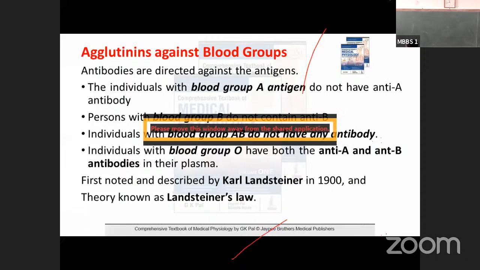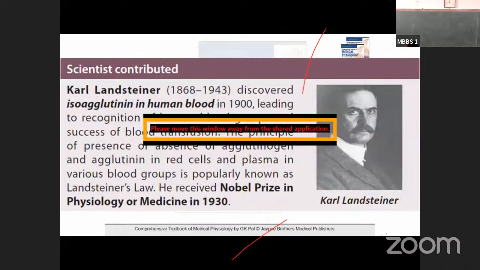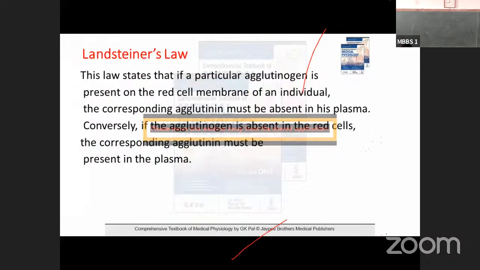This was noted and described by Karl Landsteiner, and the theory is known as Landsteiner's law. He got the Nobel Prize in 1930 for this work. So what is Landsteiner's law? Landsteiner's law states that if a particular agglutinogen is present on the red cell membrane of an individual, the corresponding antibodies are absent in the plasma of that individual.